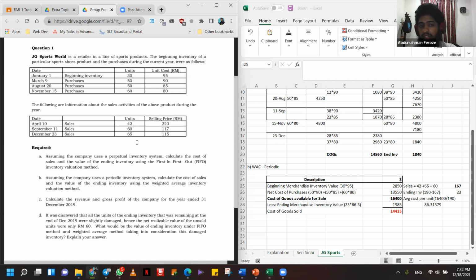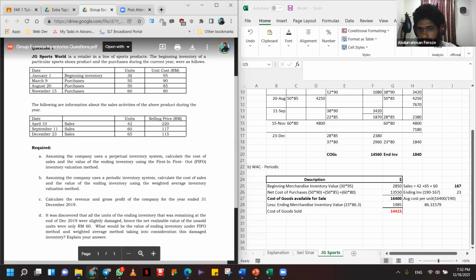And the total products that we had available for sale was 190. 190 was the sum of this: 60 plus 50 plus 50, that is 160 plus 30, 190. So we had 190 and we sold 167. So the ending inventory is 23, 190 minus 167.